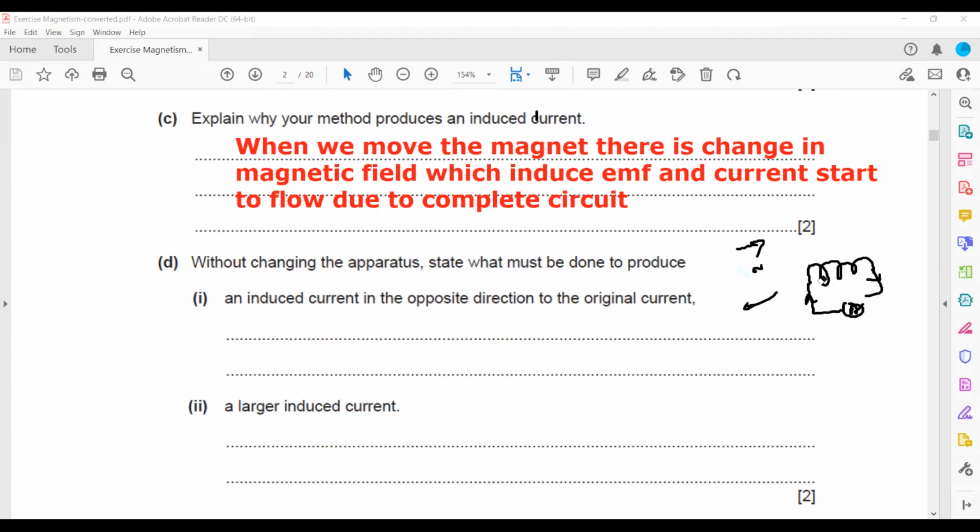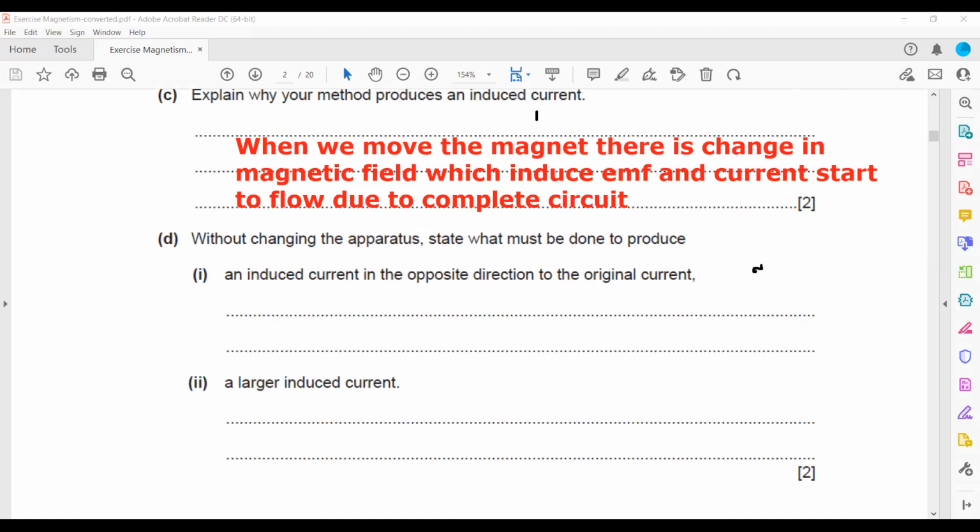Then the next part, without changing the apparatus, we don't want to change the apparatus. State what must be done to produce an induced current in opposite direction of original. Like we want to change the direction of current only. We don't want to change the value, but we just want to change the direction of the current. So what we should do, we should move the magnet in opposite direction, like if first it was moved towards the right hand side, now it should be moved towards the left hand side.